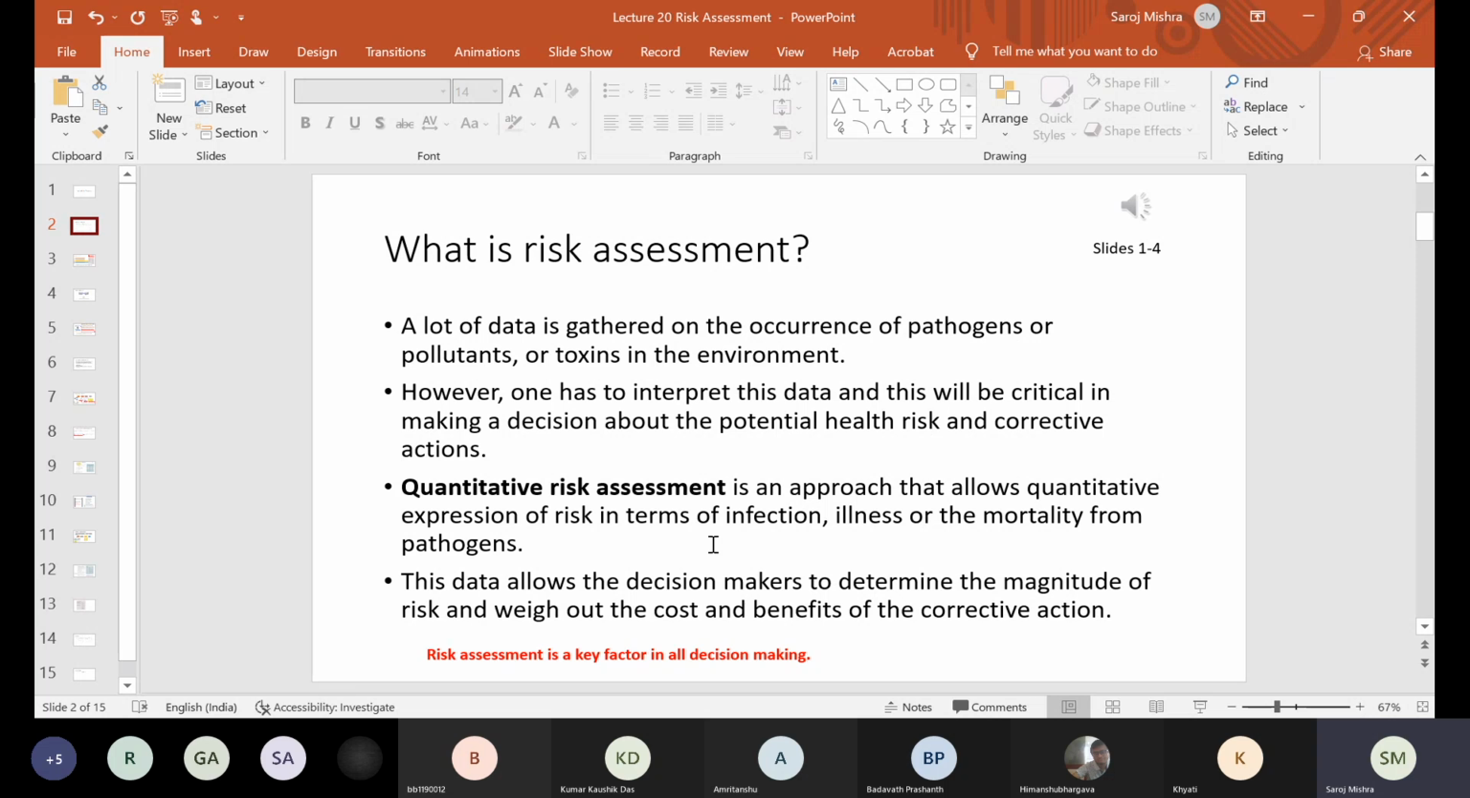Quantitative risk assessment is an approach which allows a quantitative expression of risk in terms of the probability of infection, illness, or mortality from the pathogen. Number two, the data which you have allows the decision makers to determine the magnitude of the risk and weigh out the cost and benefits of the corrective action. Overall, I expect that the students will try to understand, because then the following slides will become very, very clear to you. Is that clear as to what is being said?